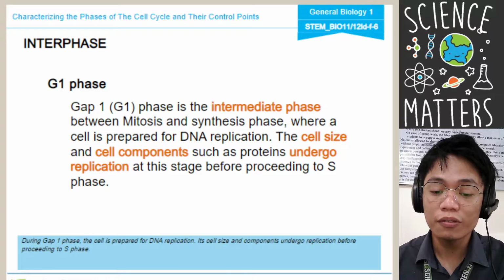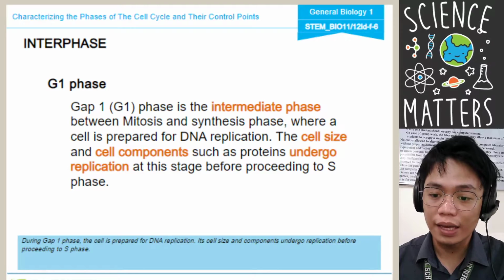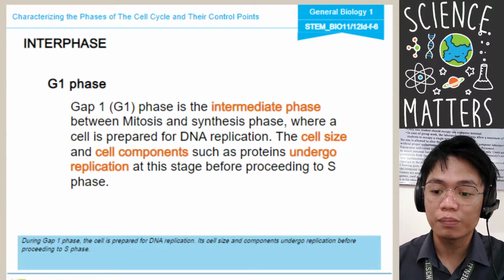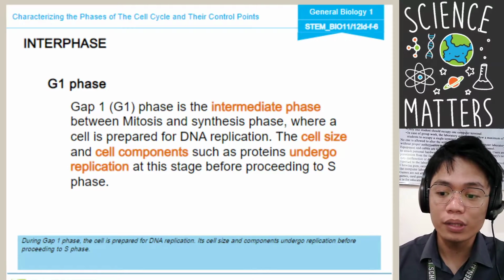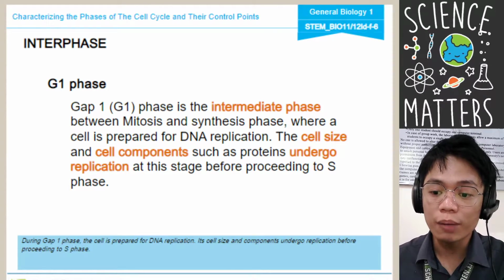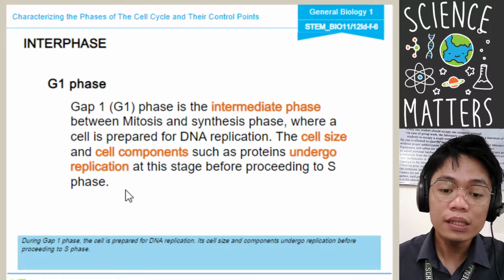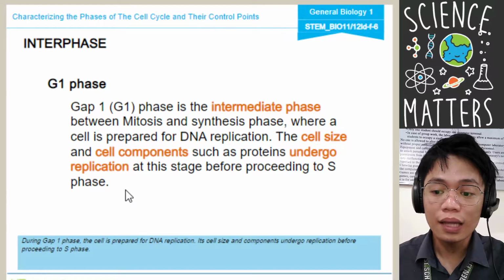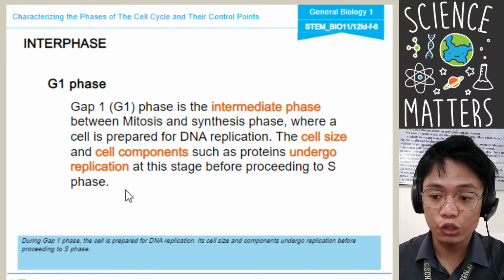First is the G1 phase or the GAP1. This phase is the intermediate phase between mitosis and the synthesis phase, where a cell is prepared for DNA replication. The cell size and cell components such as proteins undergo replication at this stage before proceeding to the S phase, or the synthesis phase. So basically, in G1 phase, it prepares the cell for the DNA replication.